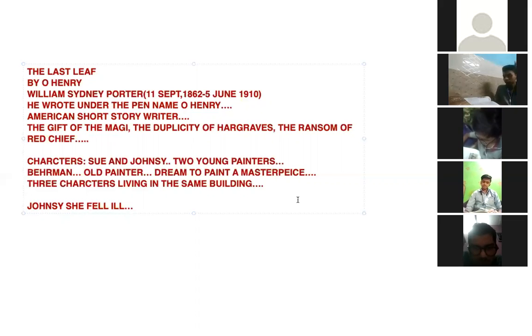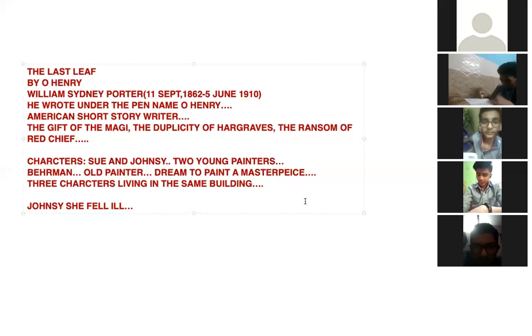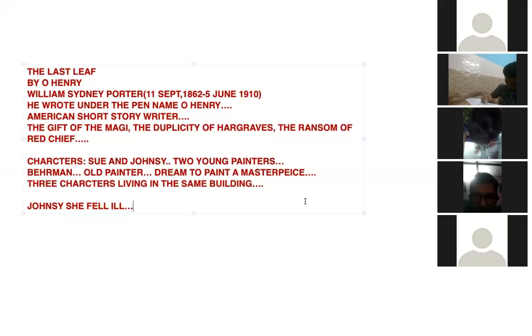"I can't draw the curtain, for I need the light. I want to finish the painting and get some money for us." She says, "Sorry, I cannot draw the curtains because I need some light," because she was painting a picture so that she can sell it and get some money. "Please, my dear friend," she begged Johnsy, "promise not to look out of the window while I paint." She begs her friend not to look out of the window.